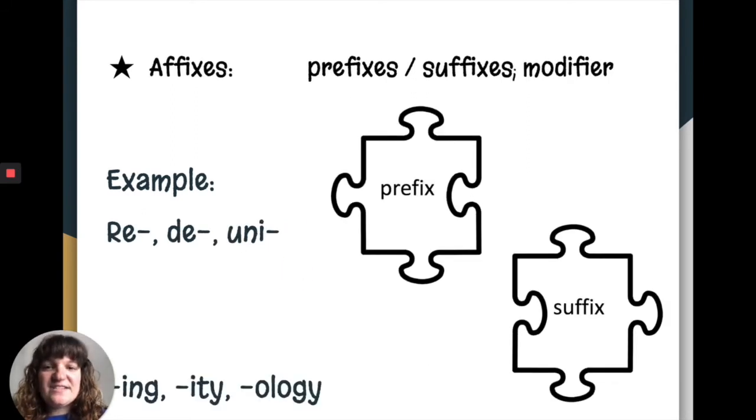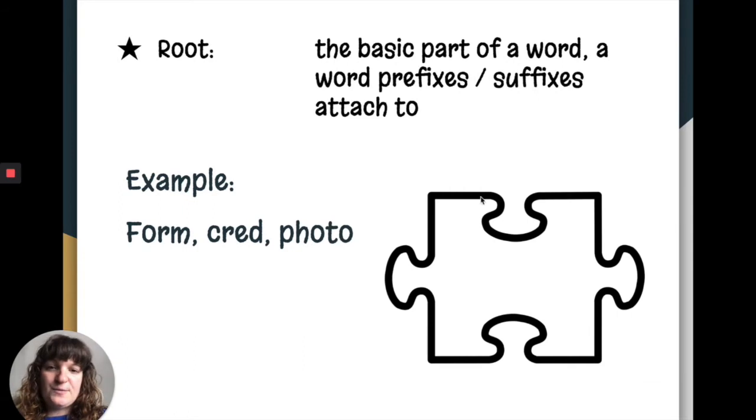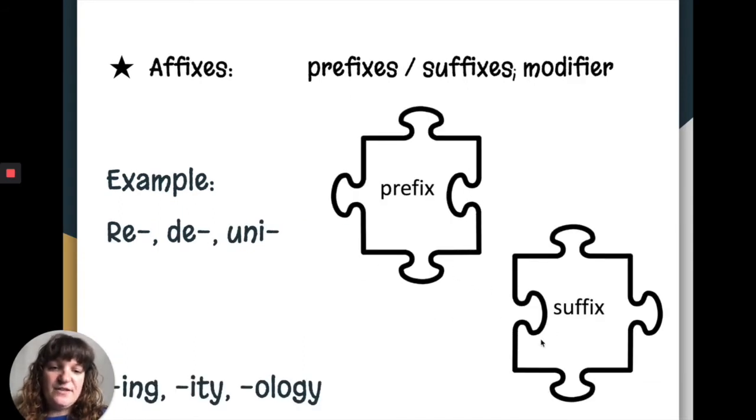So then affixes are going to be prefixes and suffixes. These are the modifiers that we attach to our root word. Notice a prefix has this outy piece that can attach to the outer piece here, right? And the suffix has it on the other side, meaning that it attaches on the end. We represent that with the dashes. So prefixes can be re, as in reform, de, as in deformed, and uni, as in universal, uniform. Make sense?